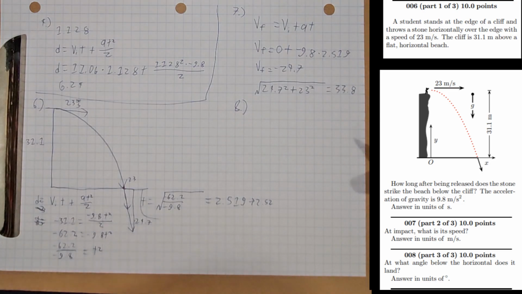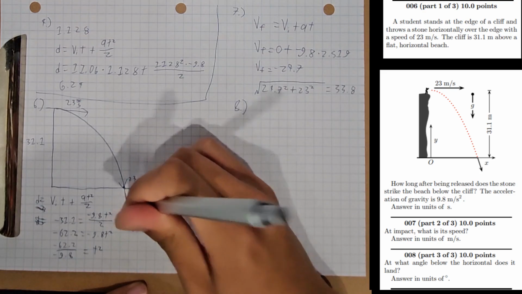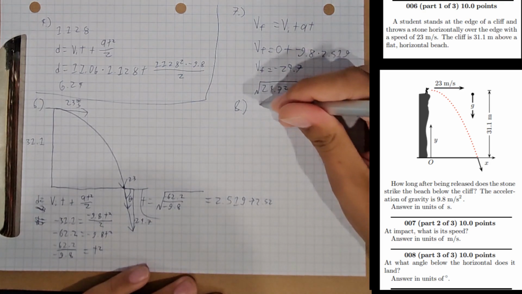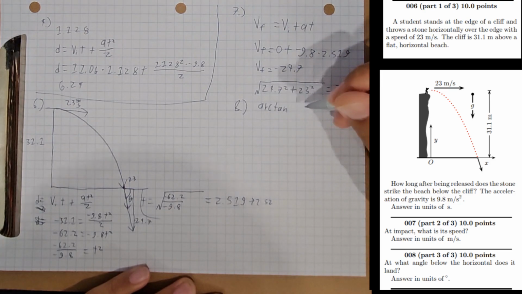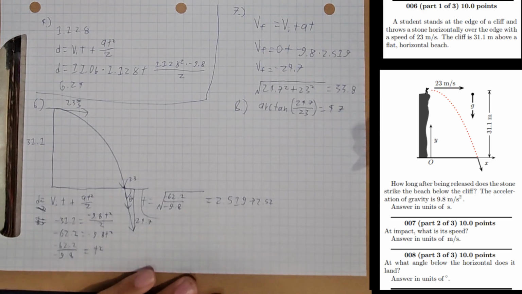So it's asking for the angle below the horizontal that this projectile is going to land. So it's asking for this angle. For this problem, all we have to do is take the arc tangent of 24.7 over 23, which is equal to approximately 47 degrees.